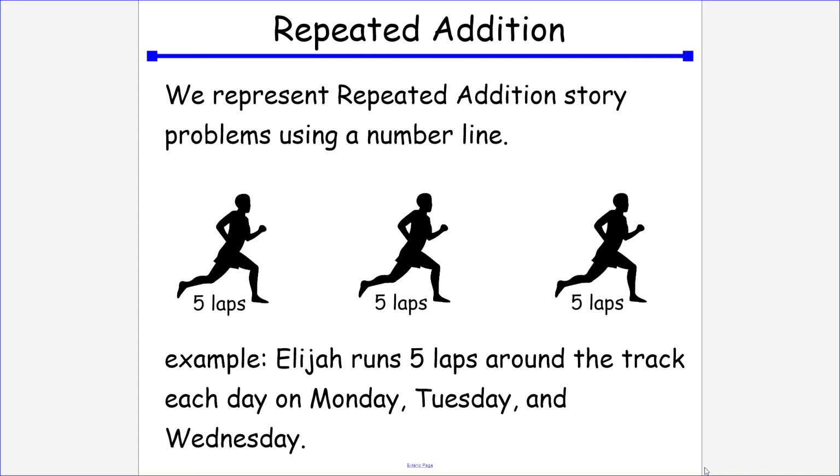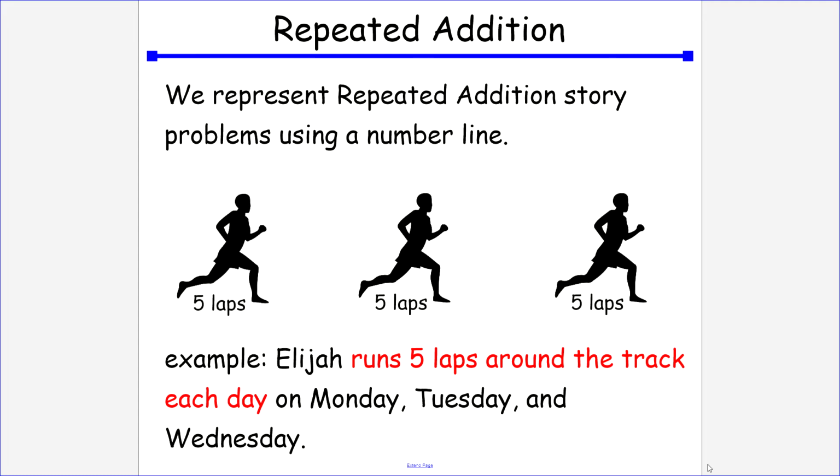I know that I would represent this problem on a number line. So let's see here. So I can clearly see that the action in this problem that's happening repeatedly is that Elijah is running 5 laps around the track each day.